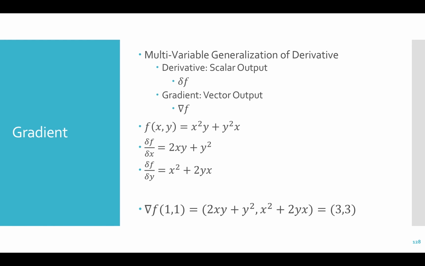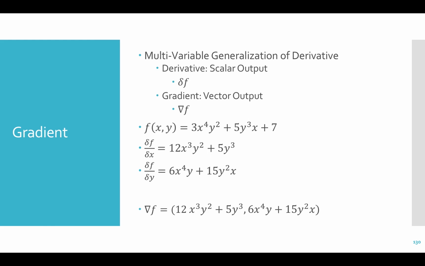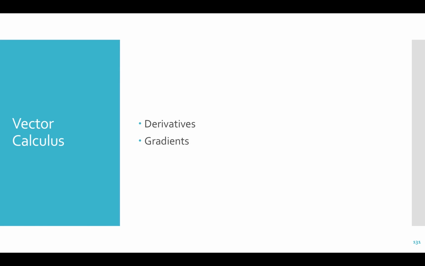Then you can plug numbers in. So we can take the gradient at a particular point, in this case 1, 1, and we'll get the value 3, 3. So that means that the partial derivative with respect to x is 3, and the partial derivative with respect to y is also 3 at this point. Here's another example. You have to take each partial, right? Take each partial derivative, and then you squish them together into a vector, and that's it. So for vector calculus, derivatives and gradients are the only thing that you really need to be comfortable with at this point. If you need more review than this, you need to seek that review.